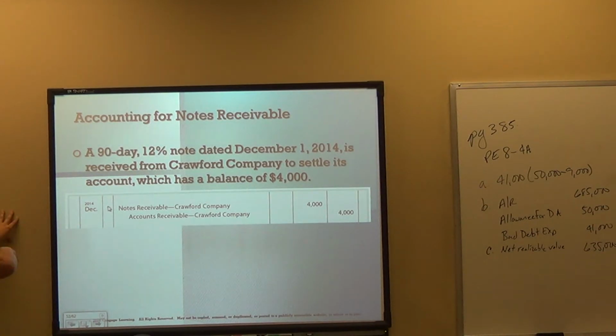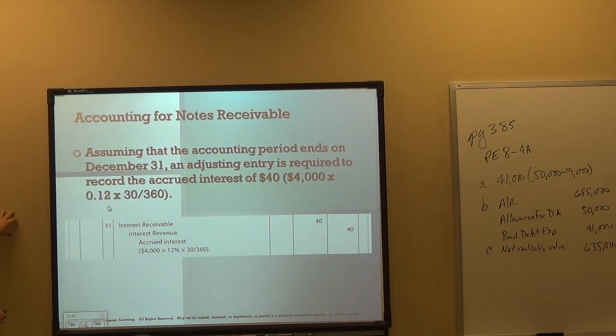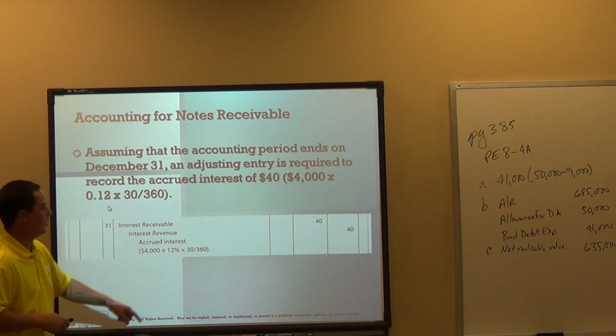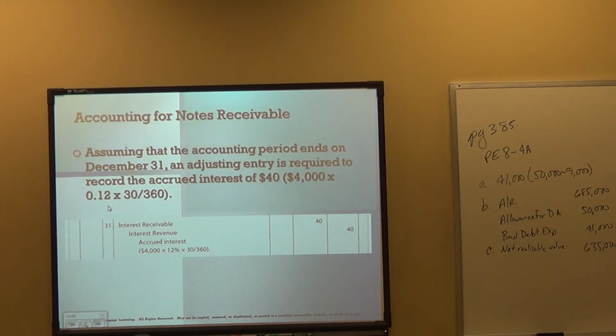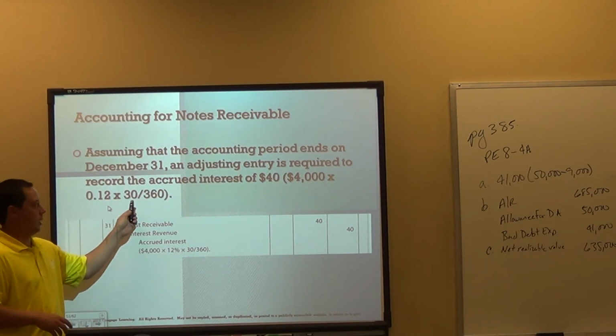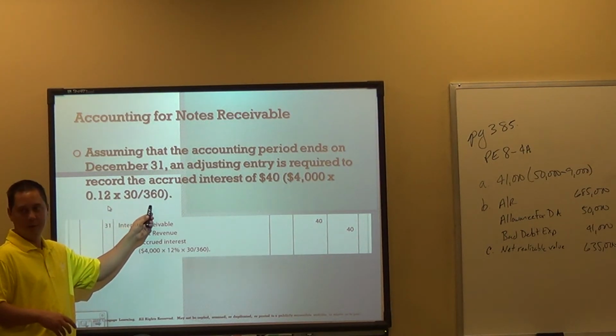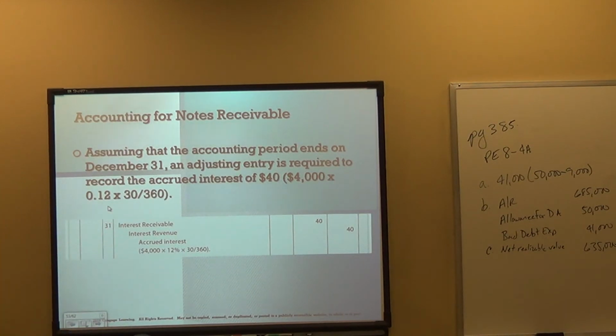Now it's 12% again, so it's going to be 1% a month. So 90 days, 3 months, 3% we're going to get out of that. So that's basically what this is here. And you'll see a lot of times we'll do the 360 and 30 out of 360 just to make it a little easier for us. But it's basically 1% every month. So that's where they get the $40.